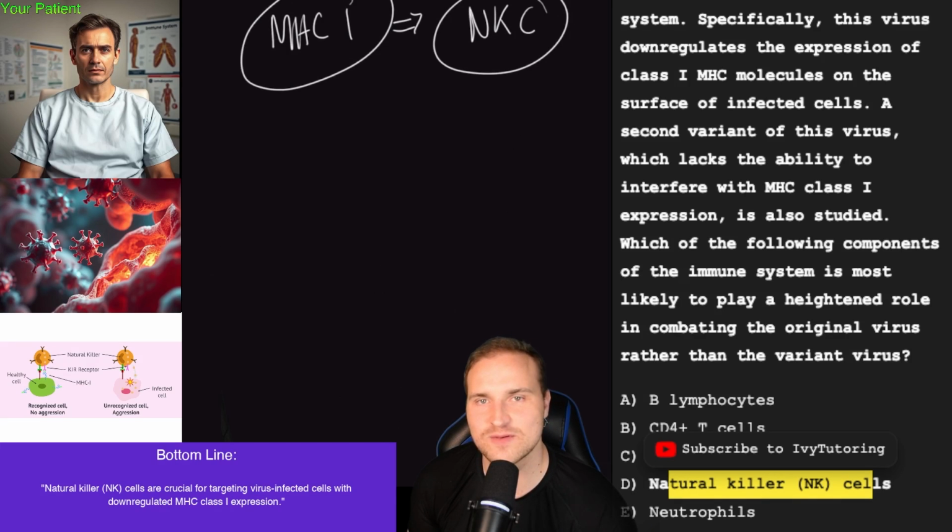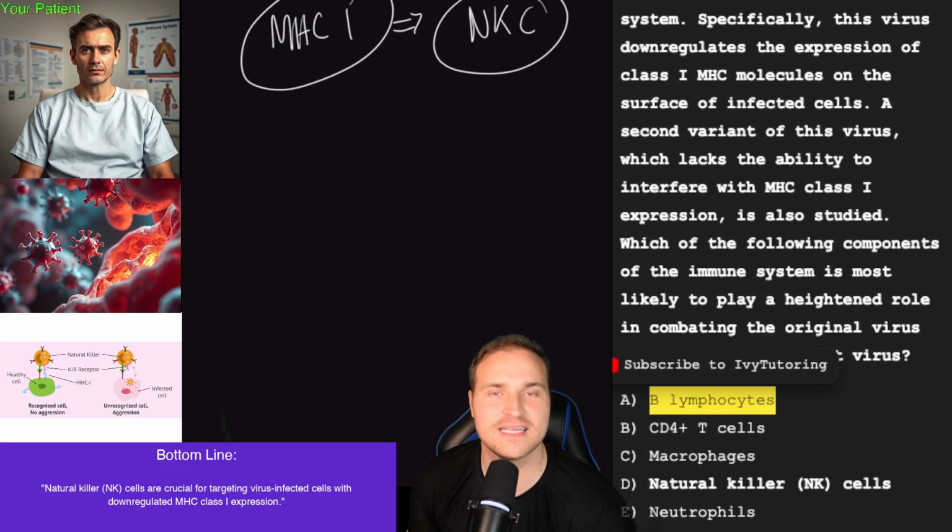And that's why the immune component that plays a heightened role against the original virus is going to be natural killer cells. Okay, now why is it not the lymphocytes? Well, that would be like antibody production, right? The B cells target extracellular pathogens. They do not clear MHC1 deficient infected cells.